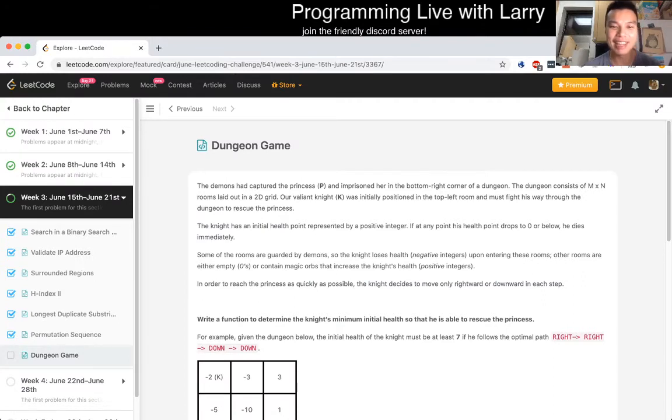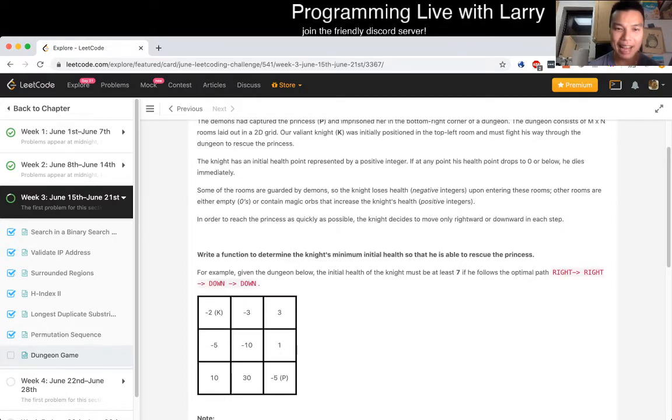The demons had captured the Princess P and imprisoned her in the bottom right corner of a dungeon. The dungeon consists of M times N rooms laid out in a 2D grid. Our knight was initially positioned in the top left room and must fight his way through the dungeon to rescue the princess. The knight has an initial health point represented by a positive integer. If at any point his health point drops to 0 or below, he dies immediately.